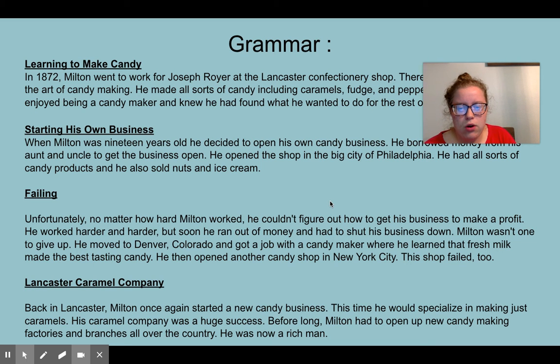Unfortunately, no matter how hard Milton worked, he couldn't figure out how to get his business to make a profit. He worked harder and harder, but soon he ran out of money and had to shut his business down. Milton wasn't one to give up.